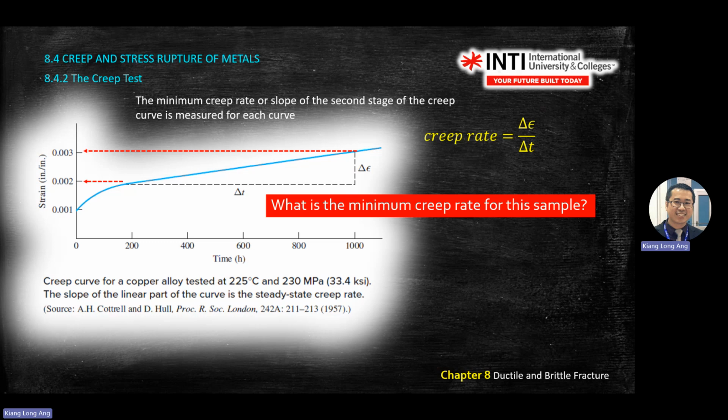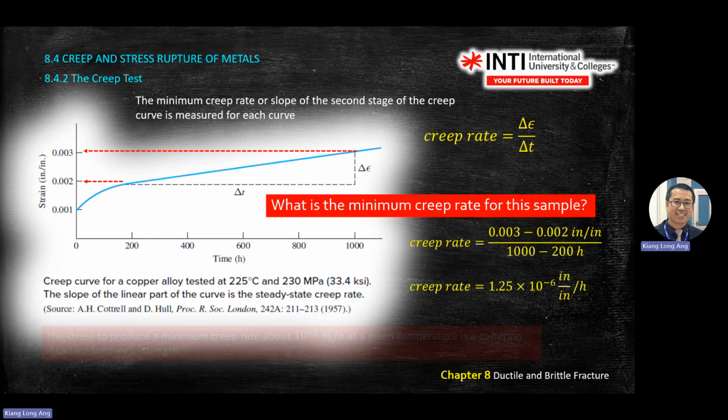So here you take 0.003 minus 0.002, take this one 200 hour, and this one is 1000. The time is 800 hours. Change the hours maybe to time, to seconds if you need it, right? If not, then just remain as hours.